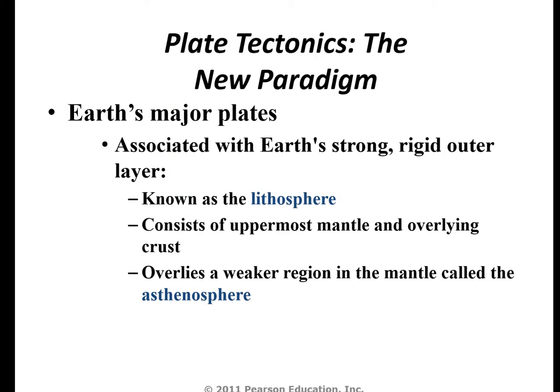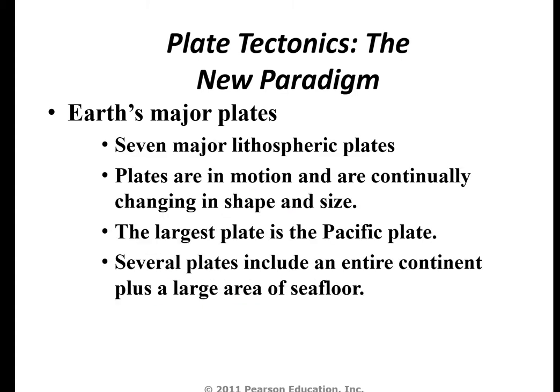So what are the plates of the Earth? We know that the Earth's major plate systems are associated with Earth's strong, rigid outer layer, known as the lithosphere. It consists of the uppermost mantle and the overlying crust. There are 7 major lithospheric plates. Plates are in motion and are continually changing in shape and size, and the largest plate is the Pacific Plate. Several plates include an entire continent plus a large area of seafloor.